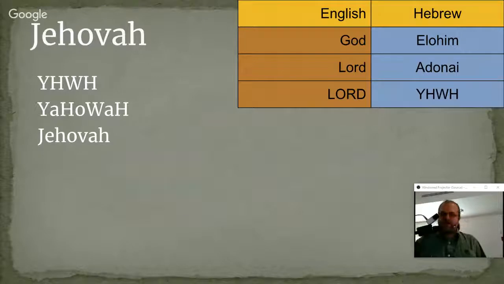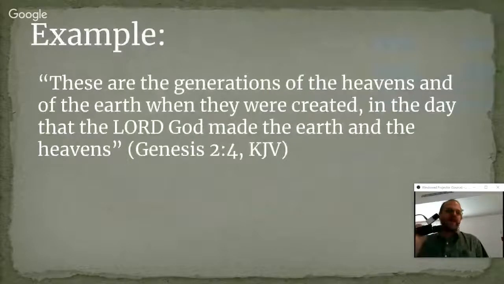So let's move quickly to some examples. "These are the generations of the heaven and the earth when they were created, in the day that the Lord God made the earth and the heavens." There you can immediately see what the Hebrew was. The Lord in all caps is Yahweh, and God is Elohim.